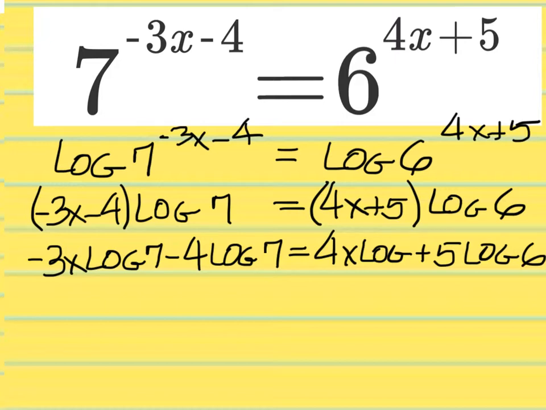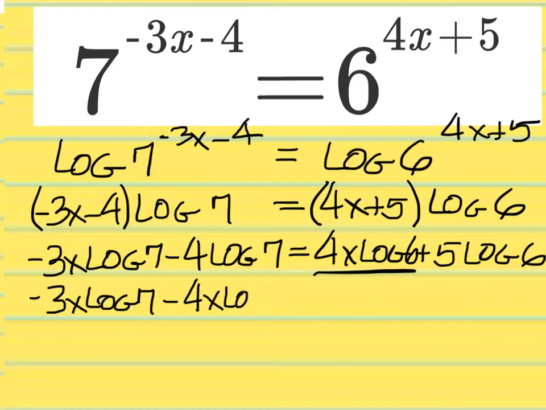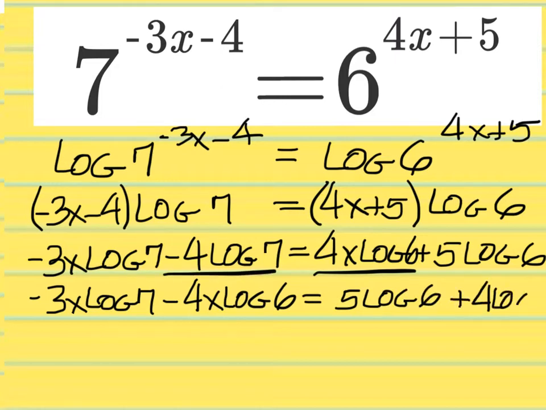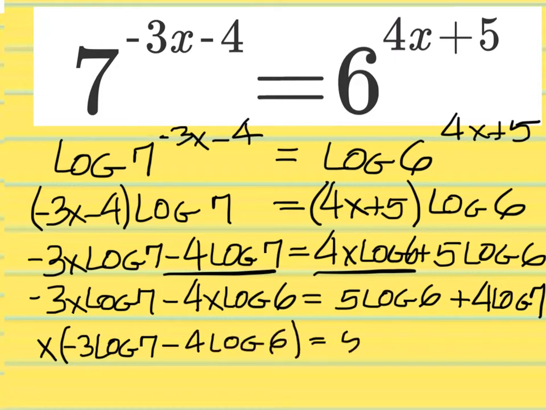You'll have to rearrange your items so that the x's are on the left. So keep this one where it's at, but move that one over. And I did not put a log beside that. That should be the log of 6, but there it is, and minus 4x log 6. On the right, 5 log 6. Move this over and make it plus 4 log 7. So factor out an x to get negative 3 log 7 minus 4 log 6. And on the right, this will simply stay the same.